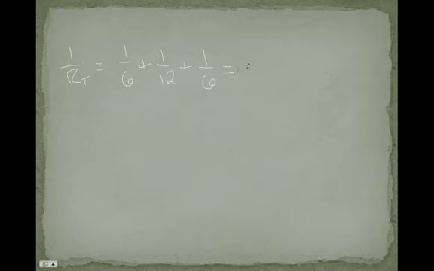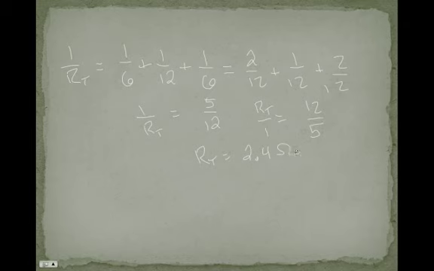So 6s and 12s, 6 goes into 12 twice, so 1/6 becomes 2/12, plus 1/12, plus another 2/12. So my 1 over my total is equal to 2 plus 1 plus 2 is 5, so 5/12. Now this is 1 over the total, so I need to flip both sides, so I get total over 1 is equal to 12 over 5, or I can write out that the total resistance is equal to 2.4 ohms.